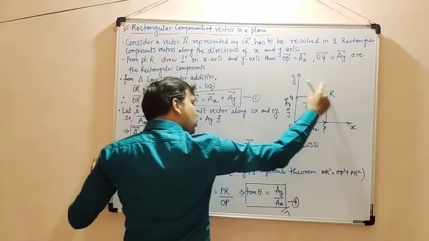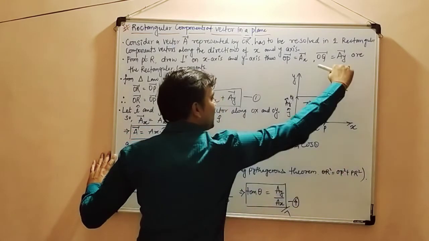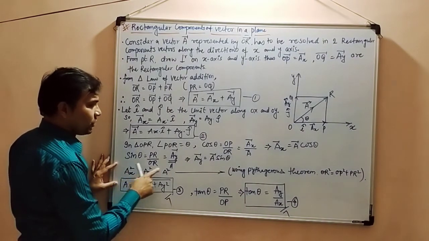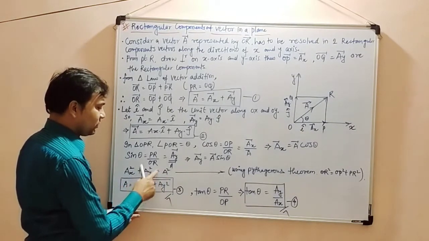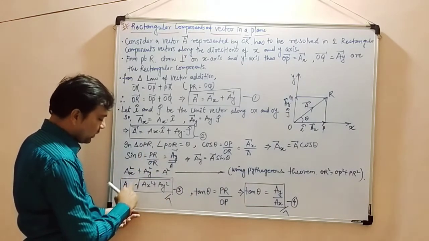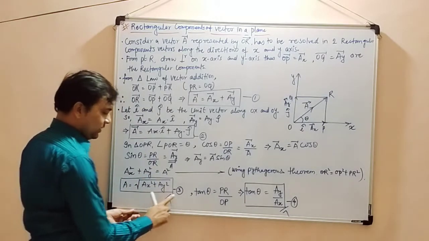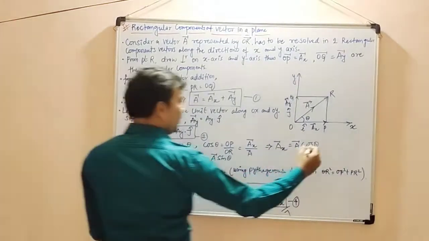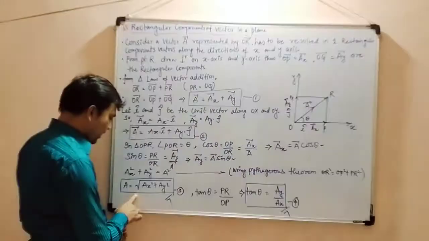Again, in this triangle we use the Pythagoras theorem. OR square equals OP square plus PR square. OR square is A square, OP is AX, and PR is AY. So A square equals AX square plus AY square. We have to find the value of A. A equals root over AX square plus AY square. This is the magnitude of vector A. We have taken it as equation number 3. These are the rectangular components of vector A in terms of the x and y axes, and this is the magnitude of vector A.